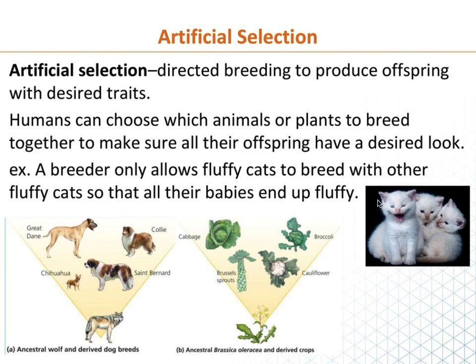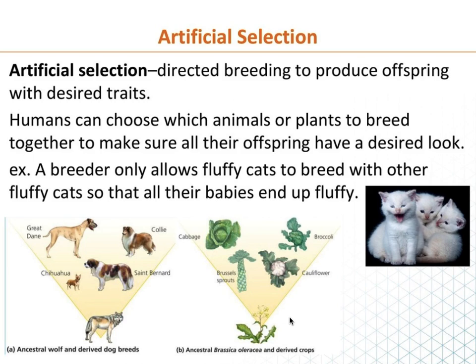This is called artificial selection because it's not natural. It's something that humans are choosing to do. It's not something that nature chose. In nature, not all cats look like this, obviously. We are the ones who make them look like this by deciding which cats get to mate with each other. And the same thing happens with plants and vegetables and stuff like that.